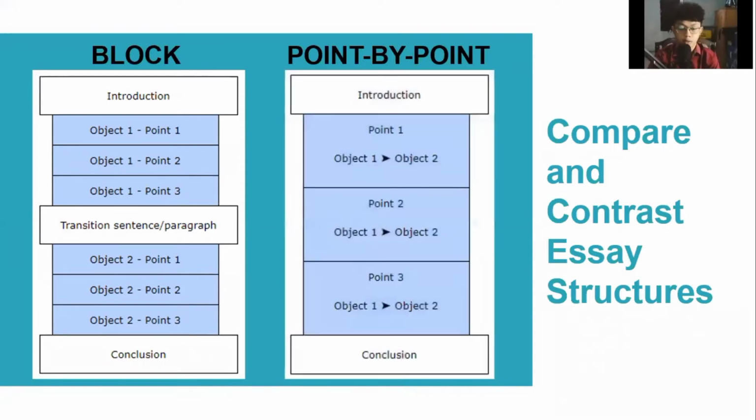In point by point structure, each similarity or difference for one object is followed immediately by the other similarity or difference for the other.